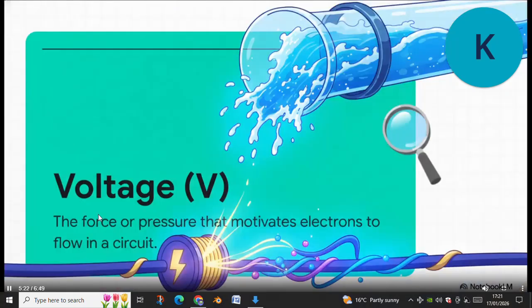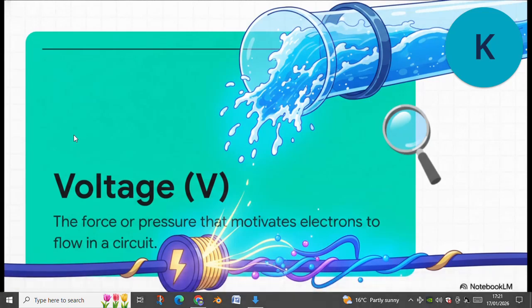Let's start with voltage. The absolute easiest way to wrap your head around this is to think of water in a pipe. Voltage is like the water pressure. It's the force, the push, that gets those electrons moving. Higher pressure pushes more water, right? Same idea. Higher voltage pushes more electrons.